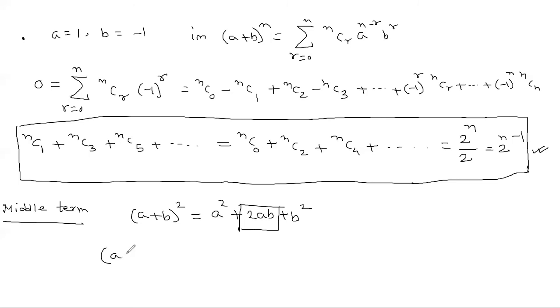But if I write (a plus b) power 3, it is a cube plus 3a square b plus 3ab square plus b cube. Here you can see there are an even number of terms present. So what are the middle terms? Here there is not a single middle term, but we are going to get two middle terms. So our conclusion regarding the middle term is this.